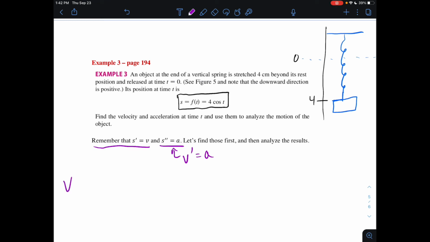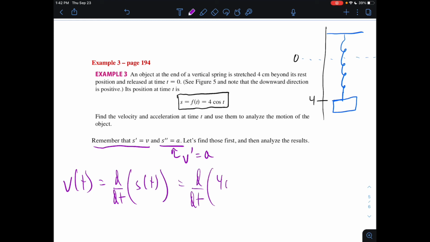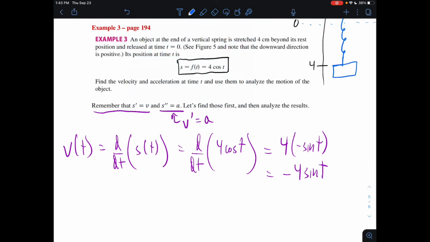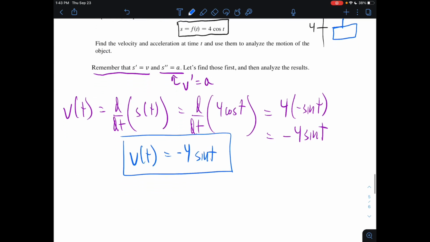So velocity, v of t, is the derivative with respect to t of my position function, s of t, which means the derivative with respect to t of 4 cosine t, which will just be 4 times the derivative of the cosine function, which is negative sine t. And so that gives us negative 4 sine t for the velocity function. And now that we know that, we can take the derivative again to find the acceleration function.